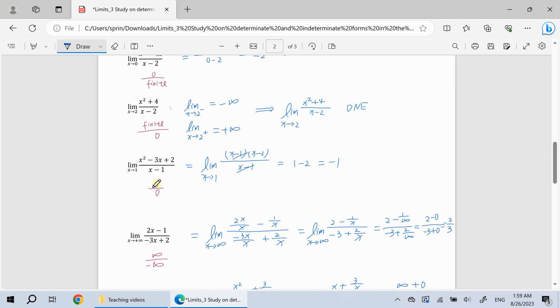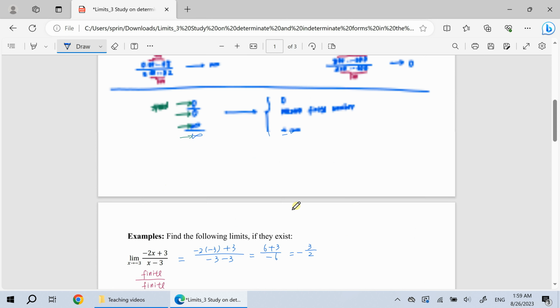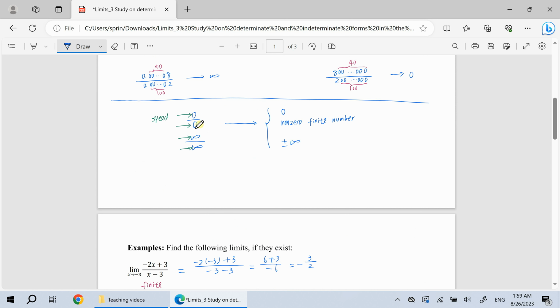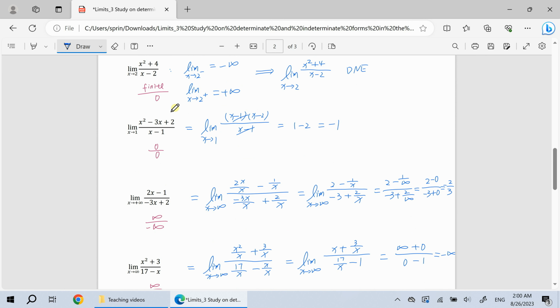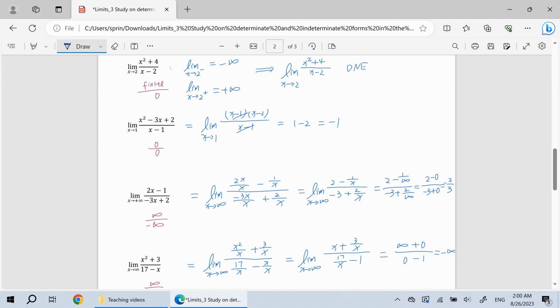This turns out to be 0 over 0 when we replace x by 1. We just learned 0 over 0 can have 3 possible results. So for this one, by FOIL factoring, the numerator has 2 factors, and x minus 1 is gone. So we remove the common factor that makes the denominator 0. Then we plug 1 in for x. You get negative 1.